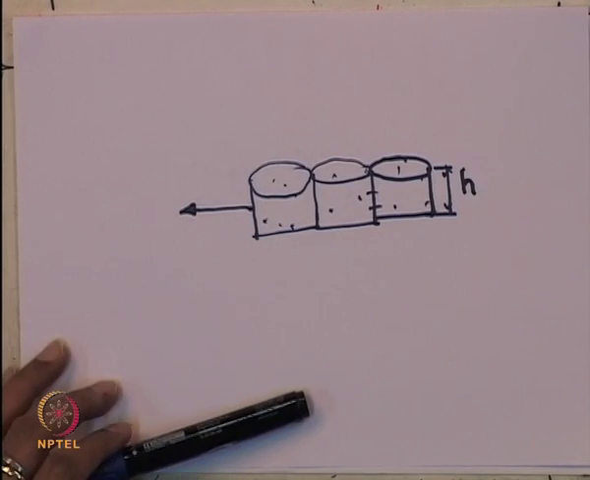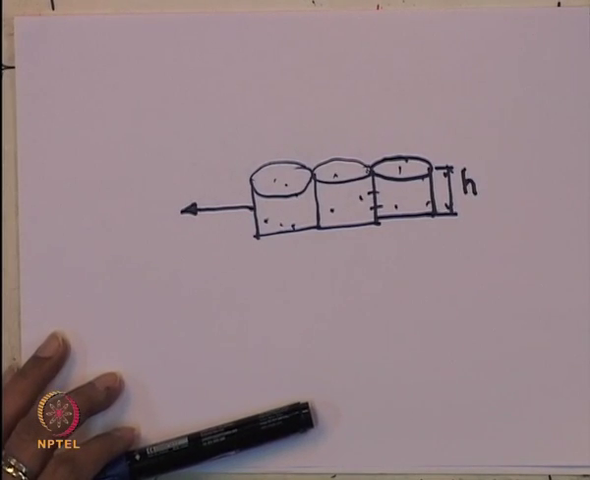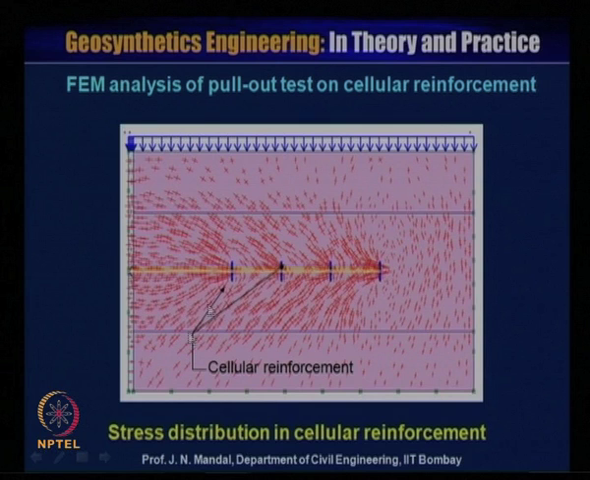Here one of the student research scholars, Dr. Khetgar, has carried out some tests on the cellular reinforcement. You can see that when it is pulled out, you can see how the stresses are distributed here. This is the stress distribution in a cellular reinforcement, and he has conducted the finite element analysis for pull-out test on cellular reinforcement.